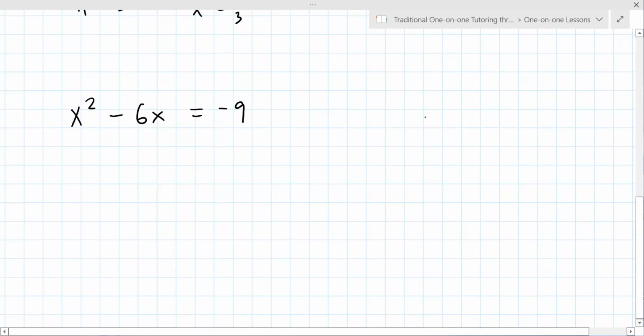So first of all here, you always want to get this thing to equal 0. Just like in the previous problem, so you're going to add 9 to both sides. Okay. I think I just sent it. Okay. Take a look here.